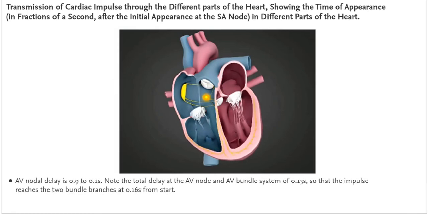AV nodal delay, 0.09 to 0.1 second. Note the total delay at the AV node and AV bundle system of 0.13 seconds, so that the impulse reaches the two bundle branches at 0.16 second from the start.